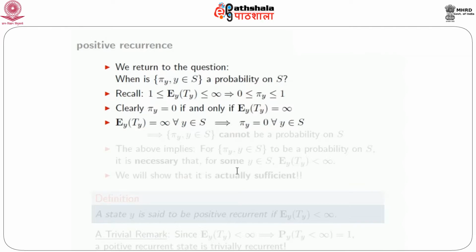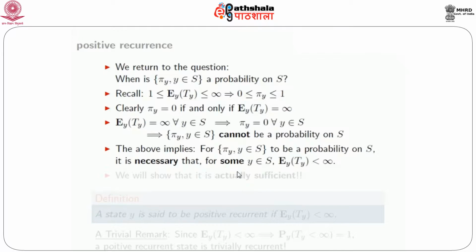Therefore, if for all y in S, Ey Ty is infinity, that is, the expected time to return to y starting from y is infinite for every state y, then all the pi y's would be 0. And there is no hope that the pi y's can be a probability, because they have to add up to 1 and all of them are 0.